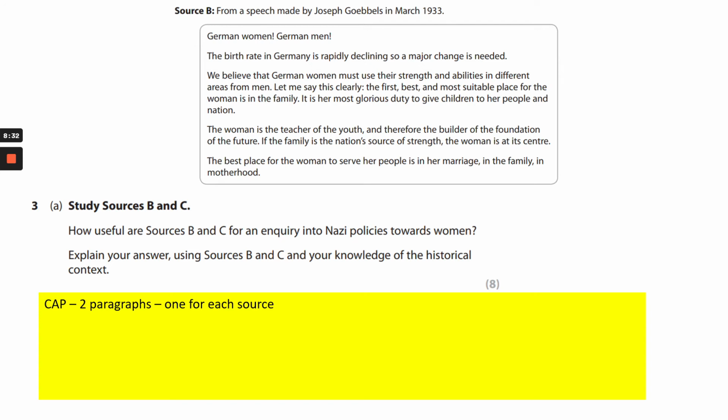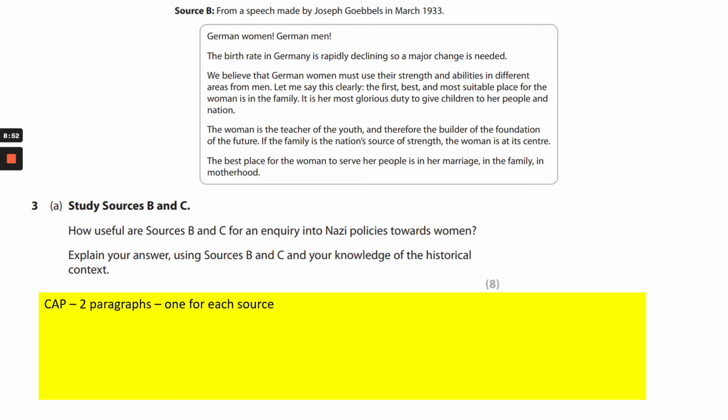Okay, let's keep going. We believe that German women must use their strength and abilities in different areas from men. So this seems to start connecting with what I know about the Nazi policies. Let me say this clearly. The first, best, and most suitable place for the woman is in the family. Okay, and it goes on in pretty much the same spirit.